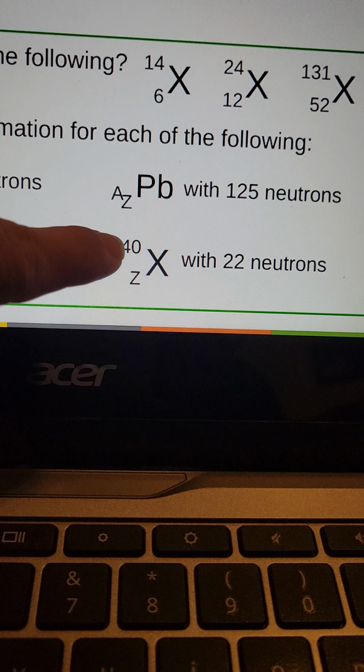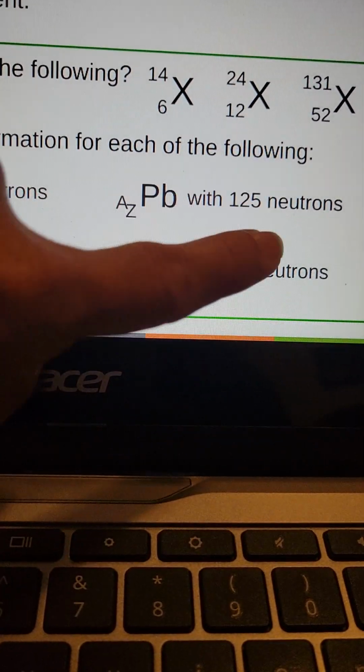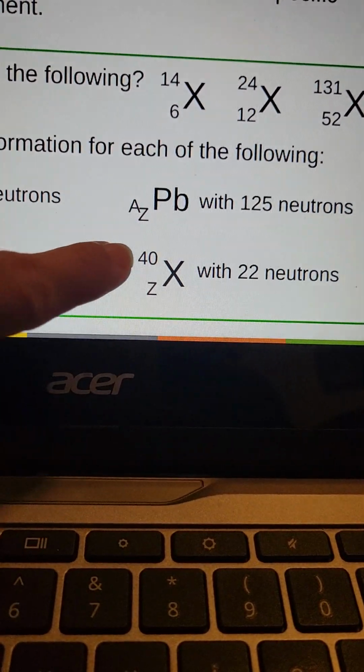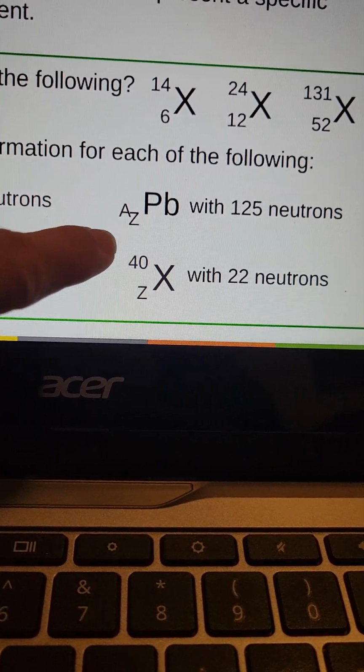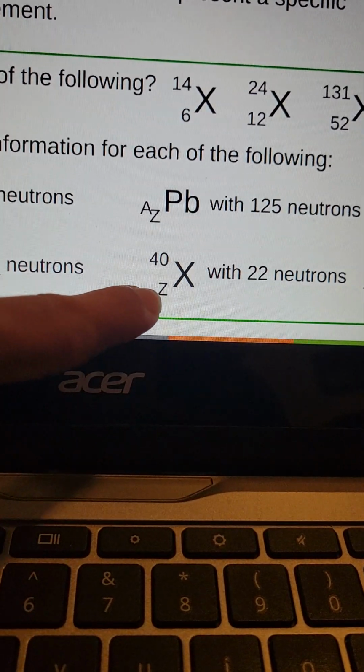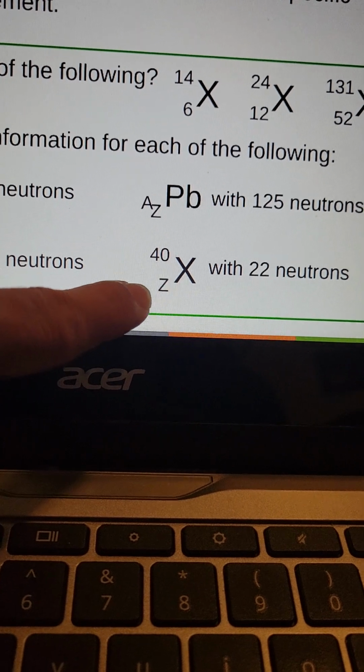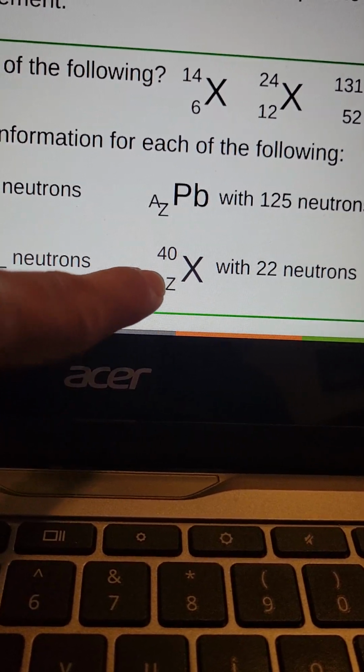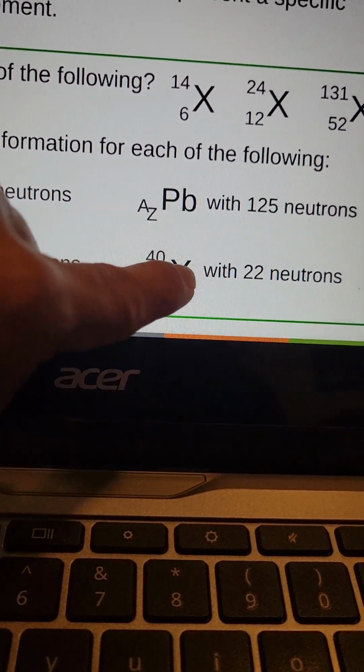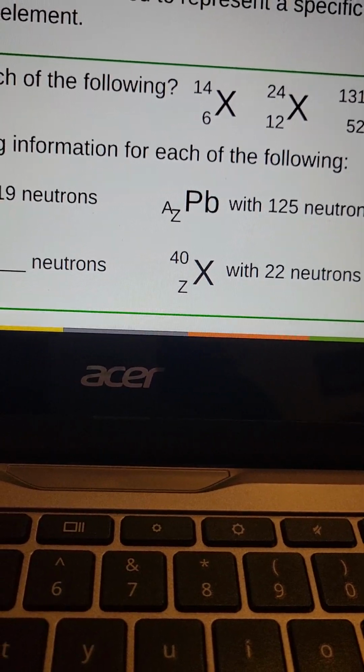So we've got the mass number of 40. We know there's 22 neutrons. So if this is protons plus neutrons, we do 40 minus 22 to give us our atomic number. So that would give us Z. Then we look up that atomic number on the table and get the symbol that it belongs to.